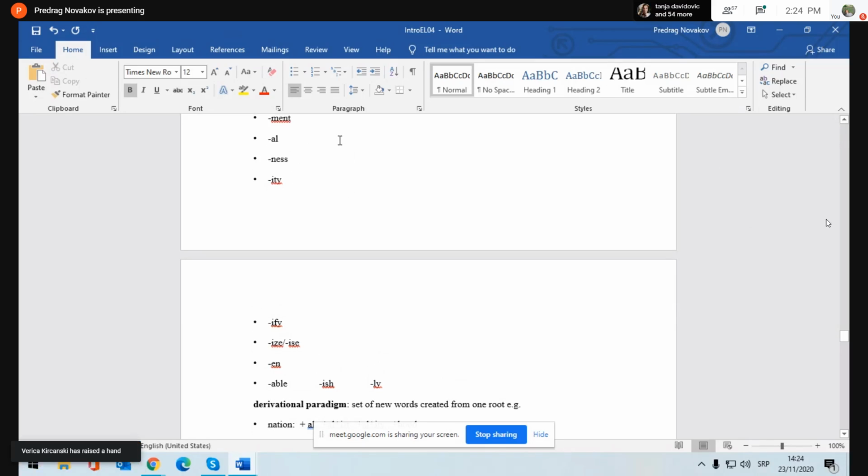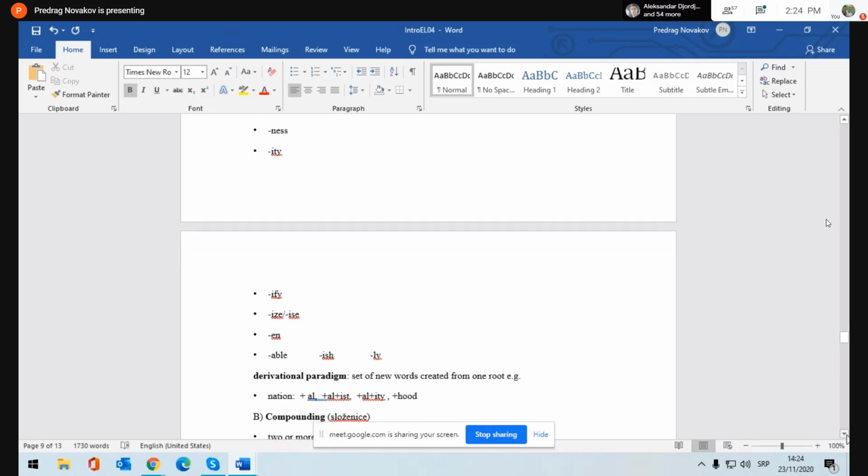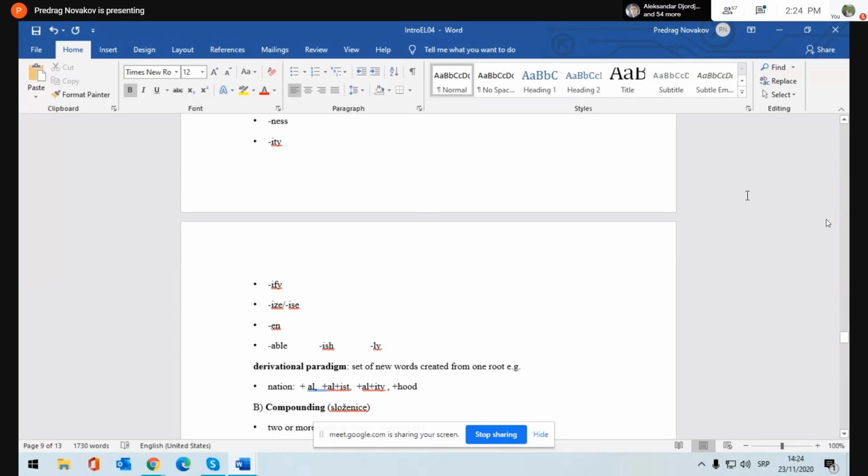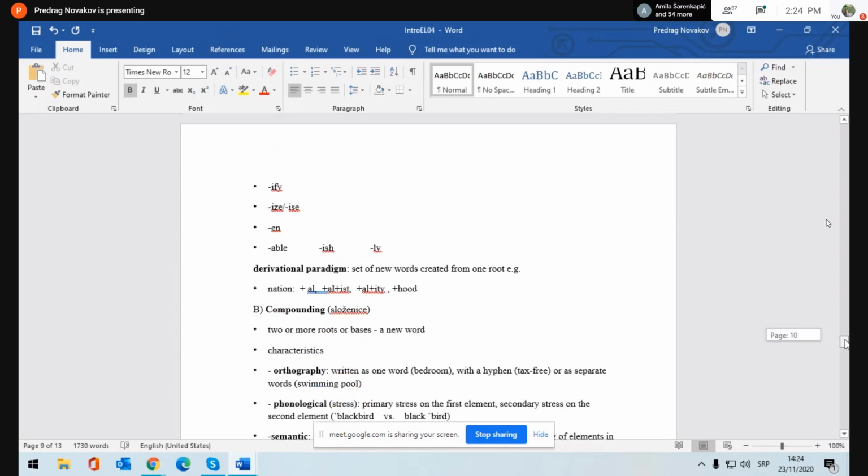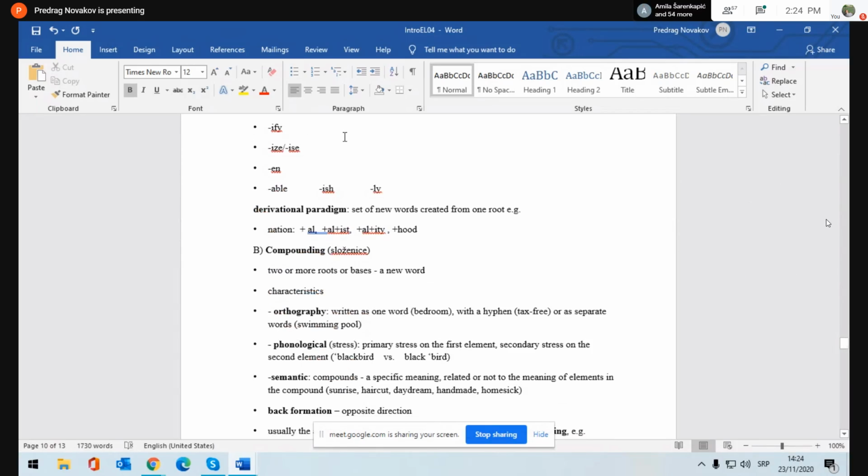Functional, partial, I believe that is what you said, yes, okay. Ness, happy, happiness, this is easy. ITY, real, reality, yes, okay. IFY goes with verbs. Do you have an example with IFY, with verbs? Qualify, testify, and so on. Yes, okay. IZE, ISE with verbs like organize, and many others.